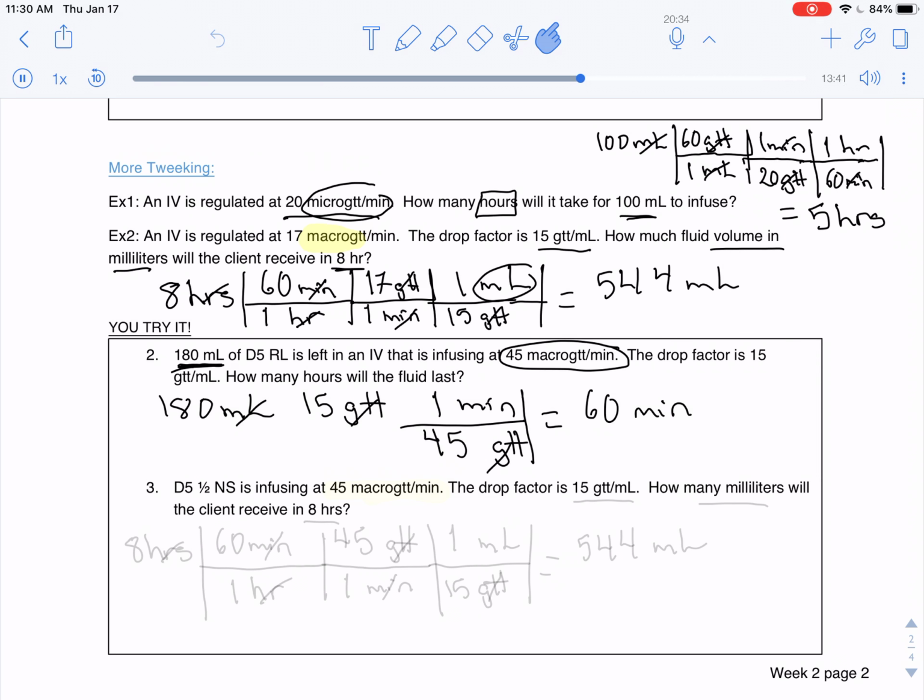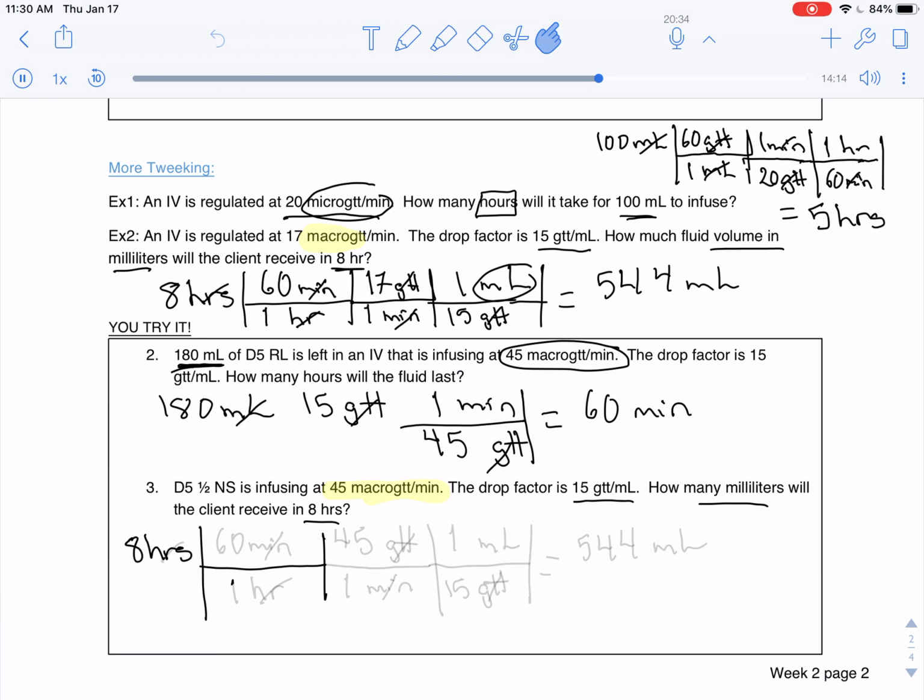In this next problem, we have a solution that is being infused at a rate of 45 microdrops per minute. The drop factor is 15 drops per milliliter. And the question asks how many milliliters the client would receive in a total of 8 hours. So this is similar to one of the previous problems that we did. We're finding the amount of the solution that was given out in 8 hours, so we're going to find how many milliliters we've administered.